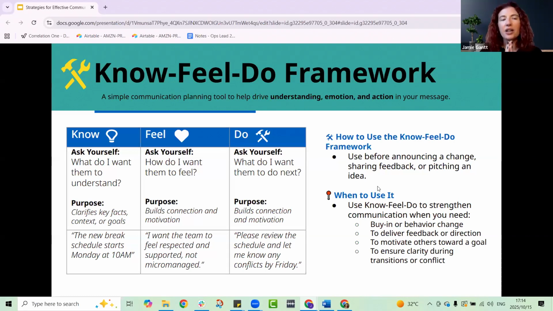So you want to consider, what is it that we really need them to know? What do I want them to understand? What do I want them to hold on to? How do I want them to feel about it? We probably want them to feel good about it. And then what do I want them to do next? So they should have a clear action, a clear understanding of what they need to do whenever you're rolling out these changes.